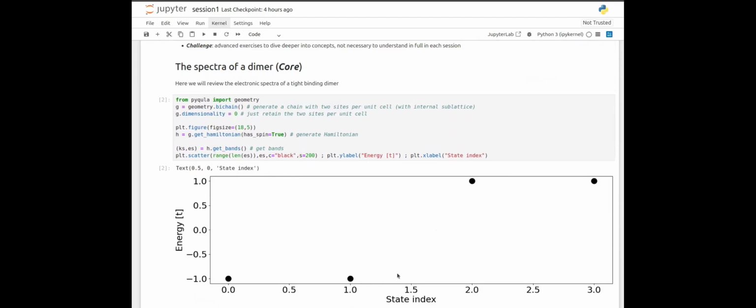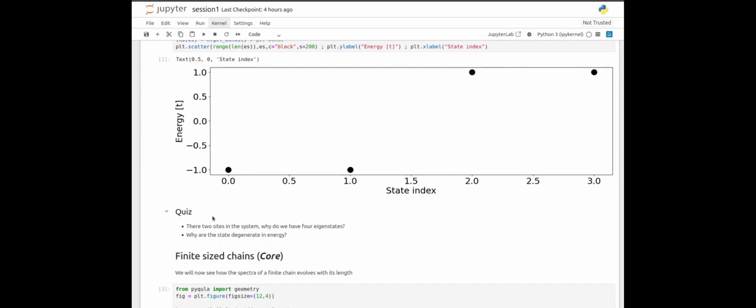What we see in this plot is that there are effectively four eigenvalues. This is because we have two sites times two from the spin degree of freedom. These two states are the bonding states. These ones are the anti-bonding states, and we have two because we have spin up and spin down. So let's go with the first question. There are two sites in the system, so why do we have four eigenstates?